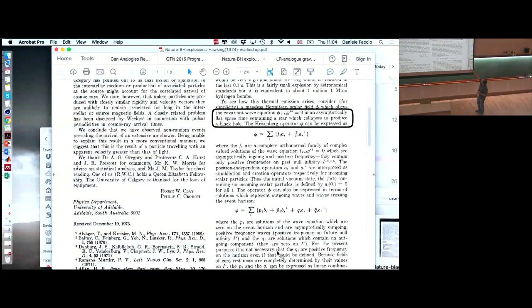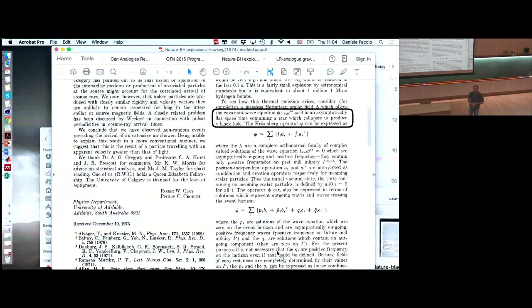In an asymptotically flat space-time containing a star which collapses to produce a black hole. Okay, so what elements already in that sentence do we have in there that refer back to what we were talking about yesterday that we can identify?